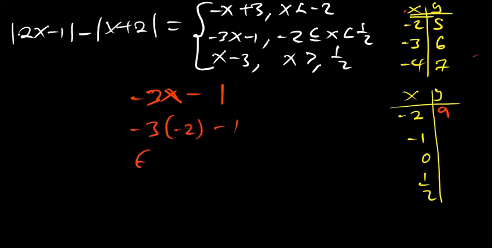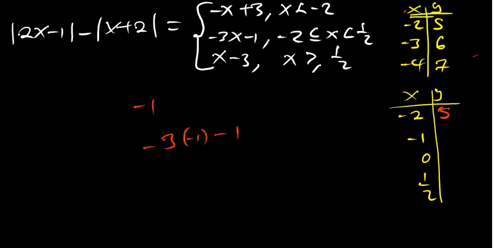Those having questions, please ask. Let's put negative 1. If I put negative 1, I'm going to have positive 3 minus 1, which is 2. If I put 0, it gives negative 1, right?